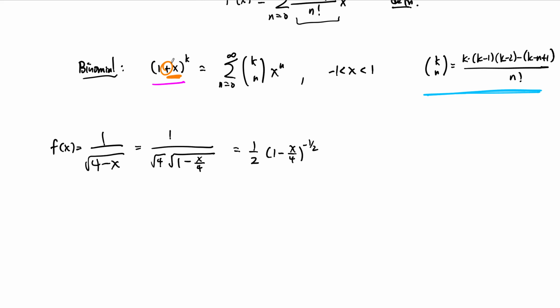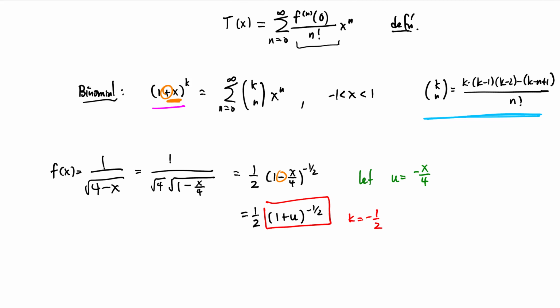But notice in our binomial series statement up here, that's a plus and this is a minus. That's not good. So one thing that I like to do is just make a substitution. Let u equal -x over 4. If we do that, then this can be written as 1/2 times 1 plus u, with the minus sign wrapped up in the u, to the -1/2. The 1/2 in front is a constant, and the rest of this obeys our binomial series with k equal to -1/2. So there's step 1.